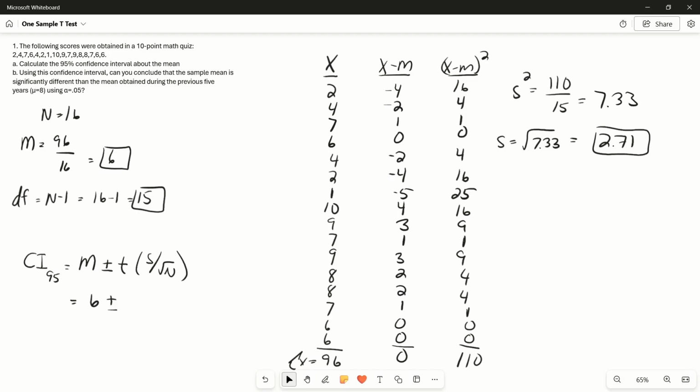Now the t value. Our degrees of freedom is 15. The t value is always going to be two-tailed for a confidence interval. So it's always two-tailed. And since we're using 95, our alpha value is going to be 0.05. If we have 99, then our alpha value is going to be 0.01. With 95, it adds up to 100: 95 and 5 gives us 100. So for 95, you're going to have 0.05 two-tailed with 15 degrees of freedom.